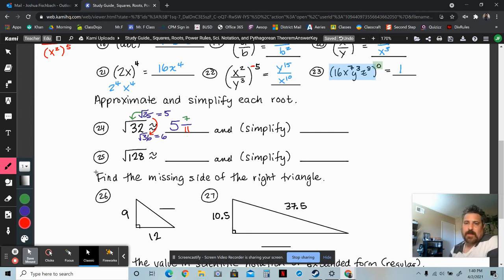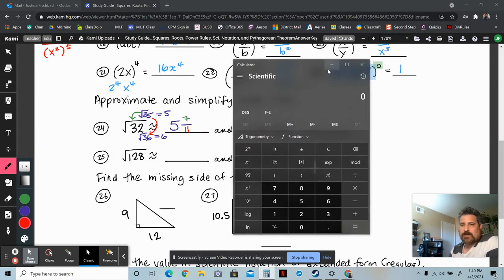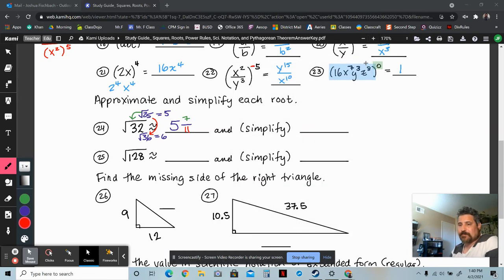All right? And just to prove to you that that works, if you were to do on a calculator the square root of 32, you can see that that's 5.66. And then if you do the fraction 7/11, it'll get very close to 5.66. Let's see how close it is. 7 out of 11 is 0.64. So it's off by about 2 hundredths, basically. So a pretty good approximation.